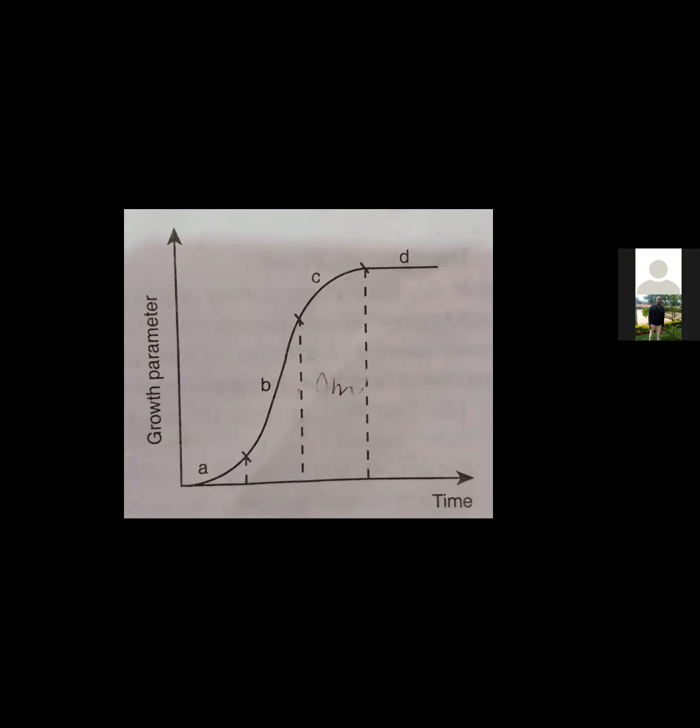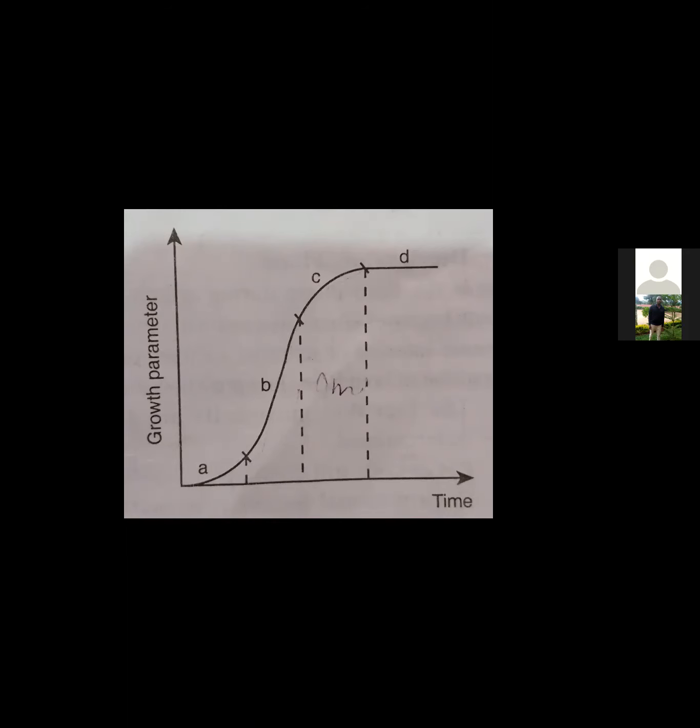Roman 2, cells having adjusted to the new environment, to the new environmental conditions. Now the cells in phase A, the lag phase, had not adjusted. When we come to exponential phase, the cells have already adjusted, and therefore it results in growth in a rapid manner.